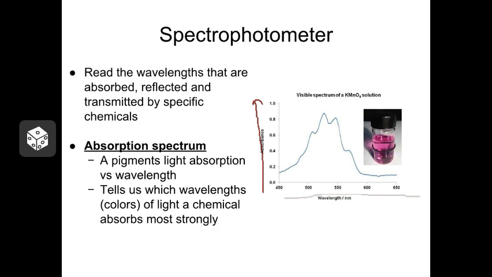Using this, we can make a graph known as an absorption spectrum, and we can use this pattern on the graph to identify the chemical. It's like a fingerprint for the chemical. Let's look at the absorption spectrum for potassium permanganate.